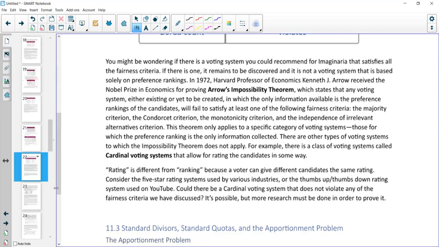Could there be a cardinal voting system that does not violate any of the fairness criteria we have discussed? It's possible, but more research should be done. And that finishes this section.